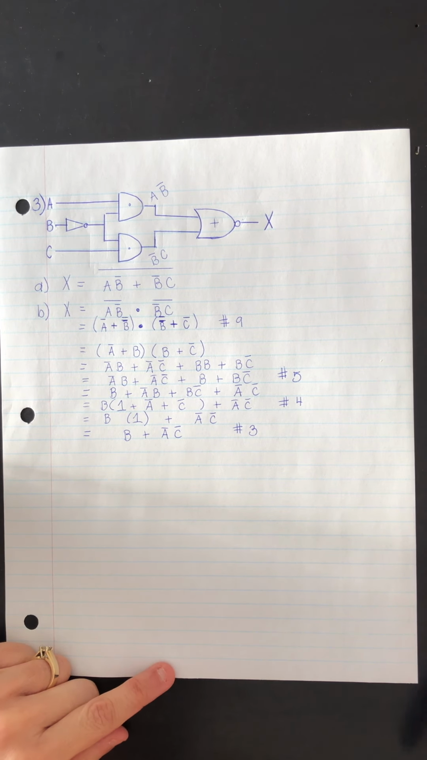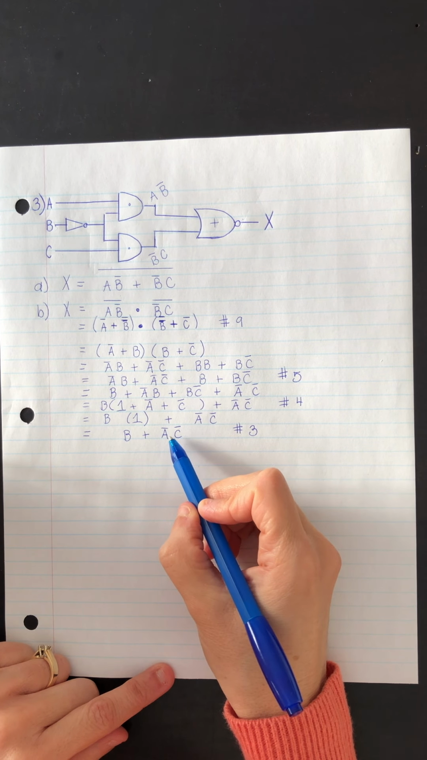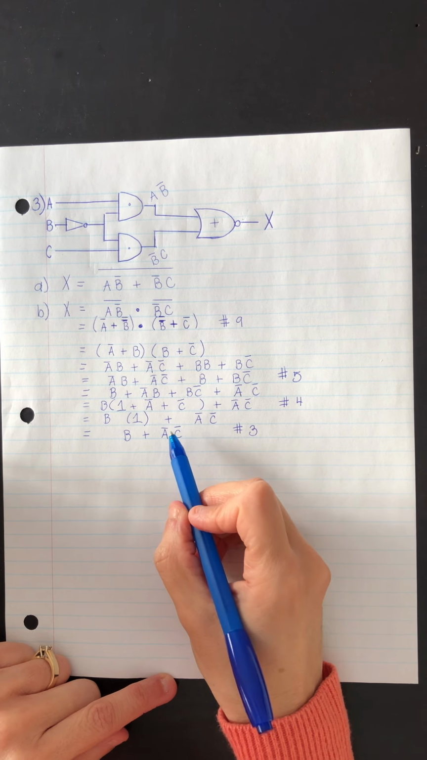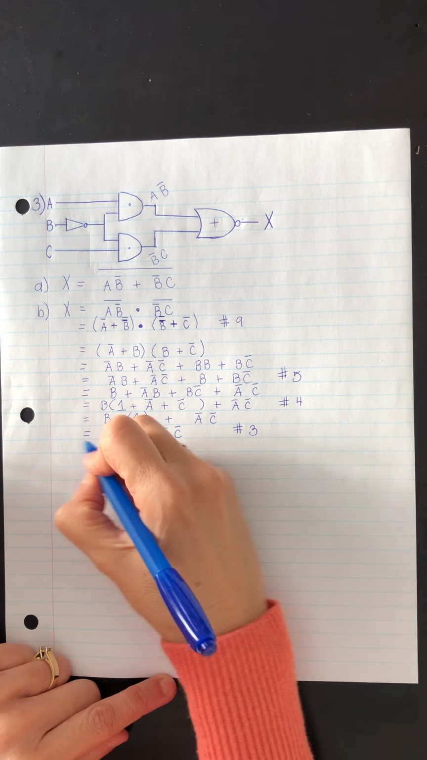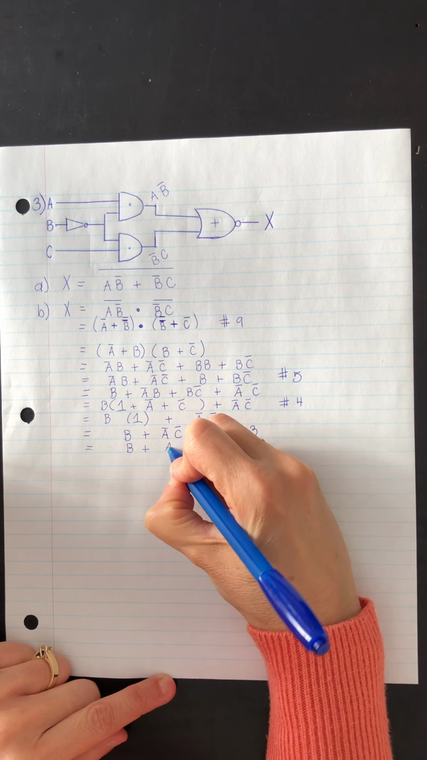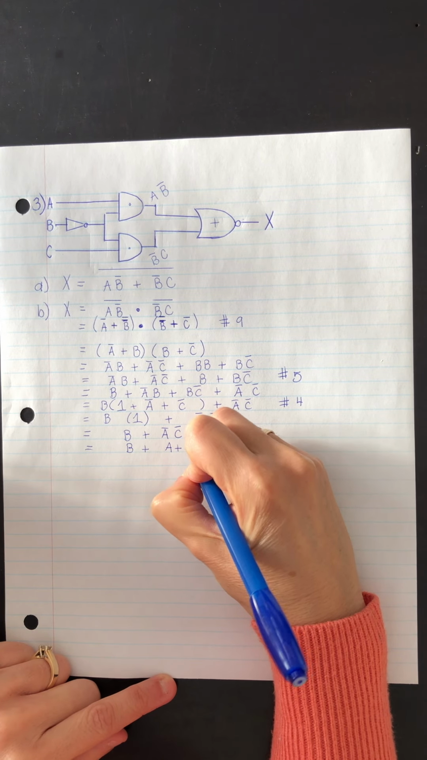And this last step, if I were to try to draw this, I would need to draw an inverter on A, an inverter on C, and then an AND gate. And it might be considered even more simplified to draw this instead.